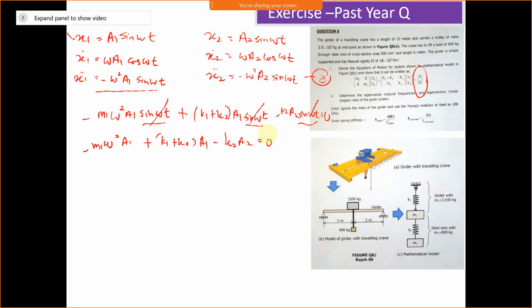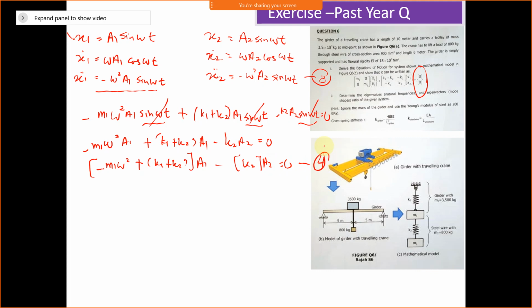So dari sini kita boleh arrangekan dia, jadikan dia sebagai negative m1 omega square plus k1 plus k2, A1 minus k2 A2 equals to 0. So that will be equation number 4.